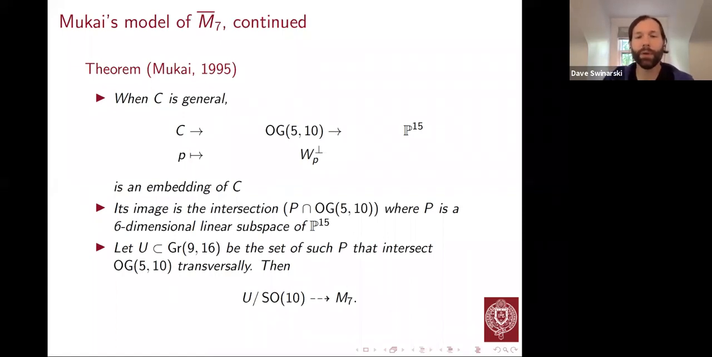And finally, your 6-dimensional linear subspace P6 in P15 is cut out by 9 hyperplanes. And so if you look at the Grassmannian of 9-dimensional subspaces of a 16-dimensional vector space, and look specifically at the set that intersects the orthogonal Grassmannian transversely, you should be able to recover all of these linear spaces that way. And Mukai shows with a dimension count that indeed, if you take the quotient of this open set by SO10, which preserves the quadratic form Q, you get something of dimension 3g minus 3, and you have a model of M7.